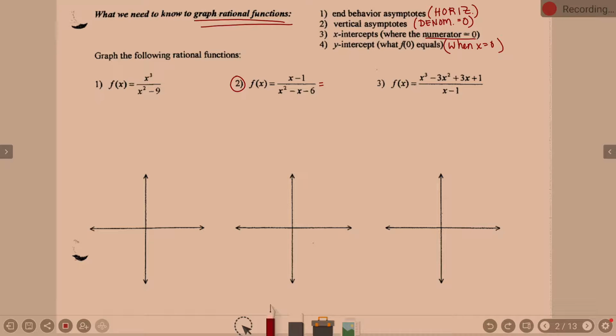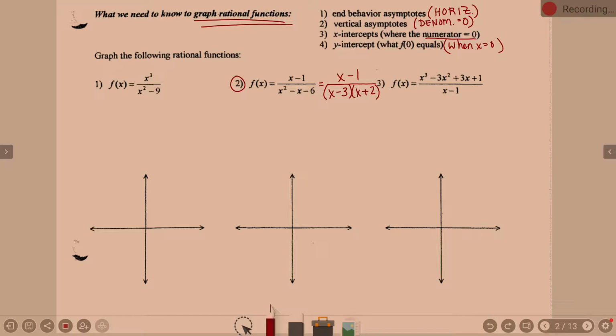Here's my hint. I'm rewriting the equation, right? X minus 1 on top stays x minus 1. Nothing to do there. What about x squared minus x minus 6? X minus 3, x plus 2. Yep. X minus 3 and x plus 2.